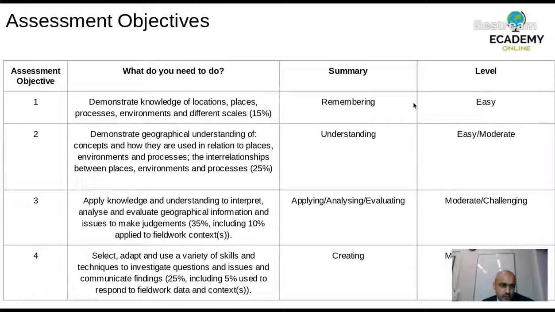In summary, the first one reflects how much you can remember from your GCSE content that you've covered in class. The second one will be about understanding, how you can apply your understanding in different ways. The third one would be applying it, analyzing and evaluating pieces of information that might be given to you in the exam itself. And finally, number 4 will be about creating and adapting and using material that, again, is given to you in the exam.